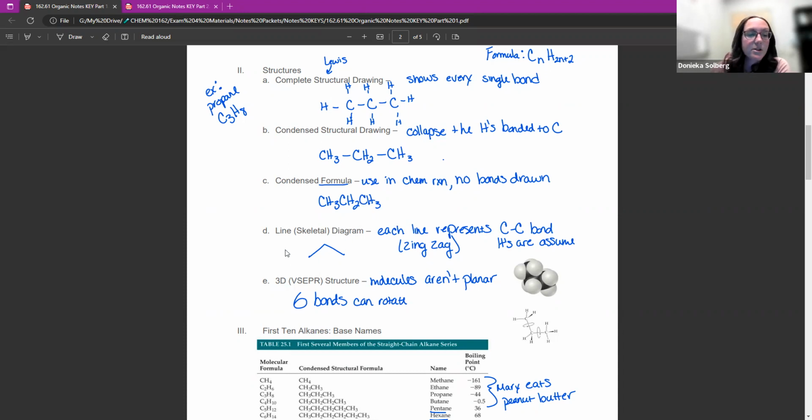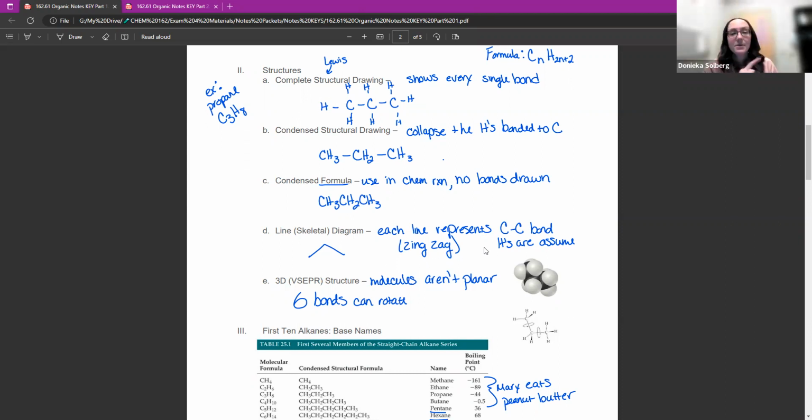Okay, you will also see, and this one will probably be new, a line, or it's sometimes called a skeletal diagram or drawing or structure, whatever you want to call it. But with the line notation or the skeletal, each line represents a carbon-carbon bond. So what I'm really doing is I'm drawing the Lewis dot structure, but I'm only showing the carbon bonds. So each line is a carbon on one end and a carbon on the other end.